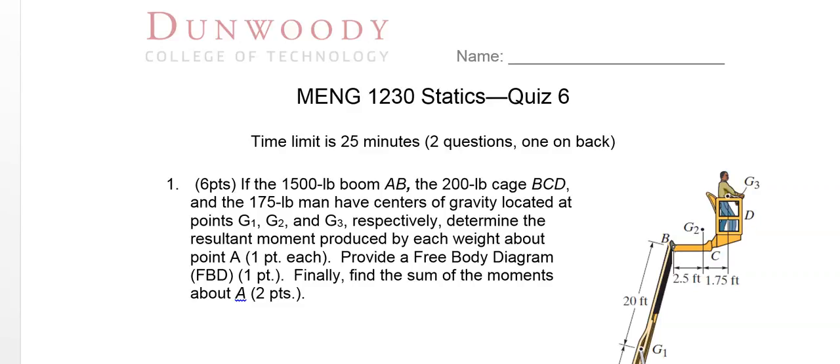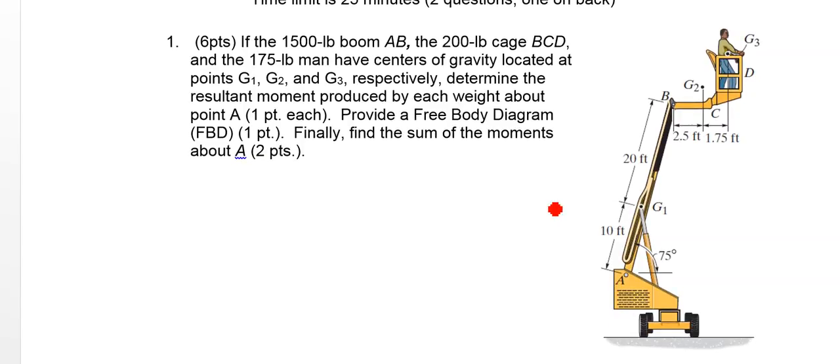Okay, we will work through the quiz solution for MENG1230 statics, quiz 6. As you can see here, we have a man in a personnel lift. He's got this arm, the boom here.